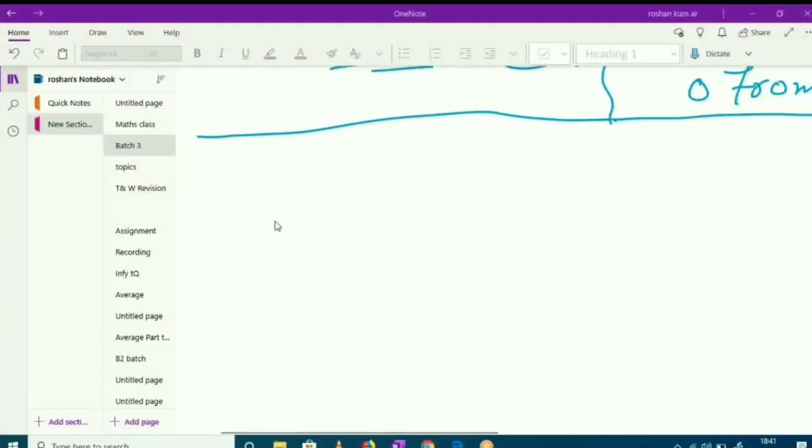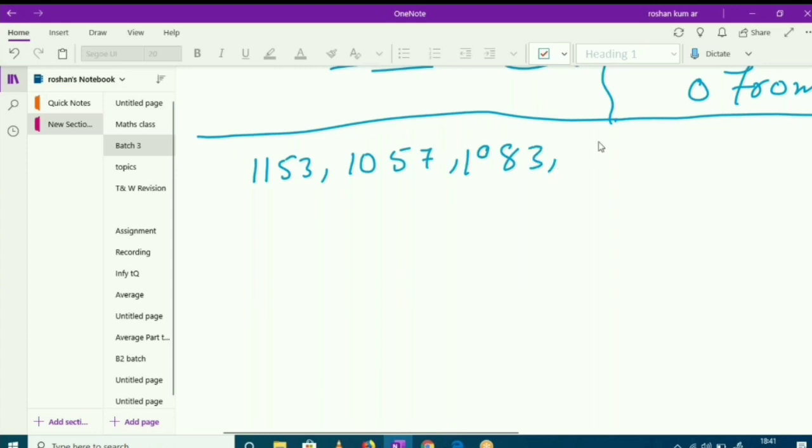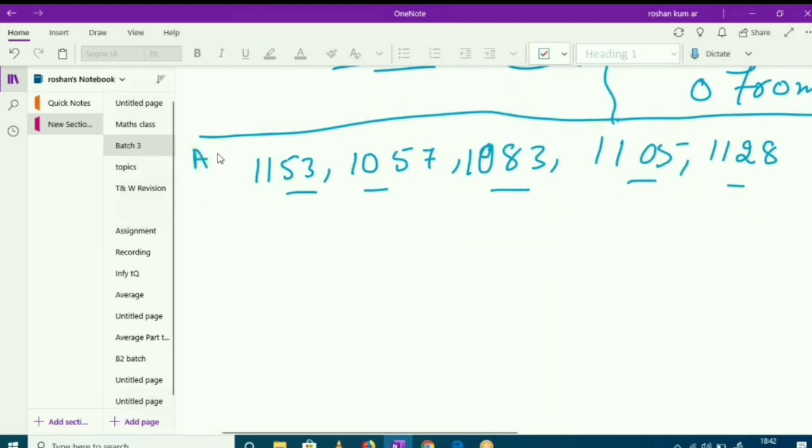Everyone have your book and pen with you. Let's say I have a number. I am writing some random numbers here. I have 1153, 1057, 1083, 1105, and 1128. Please find the average of these numbers.